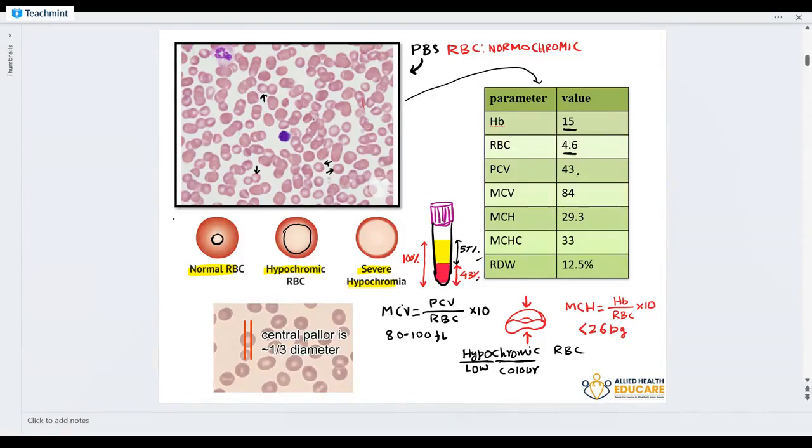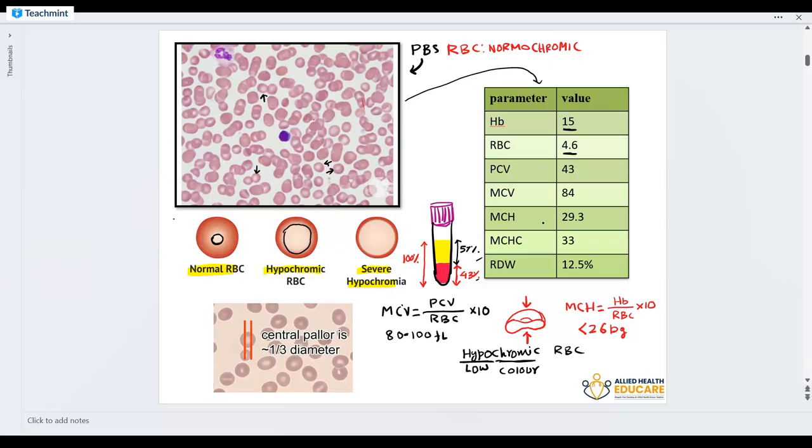PCV is 43%. MCV is 84 femtoliter. MCH is 29.3 picogram. MCHC 33%, and RDW is 12.5%. So all parameters are normal. Now, what is hemoglobin? You may know what hemoglobin is.